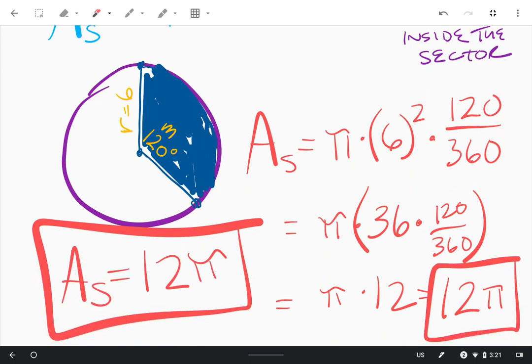So that's more or less what you're going to do. And there are a few questions in the lesson where it just asks you the area of the sector of a circle. And that's pretty much it for sector area.